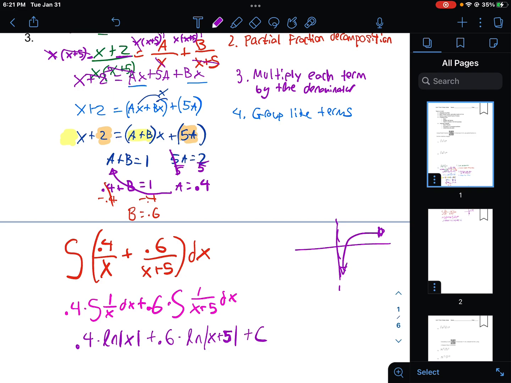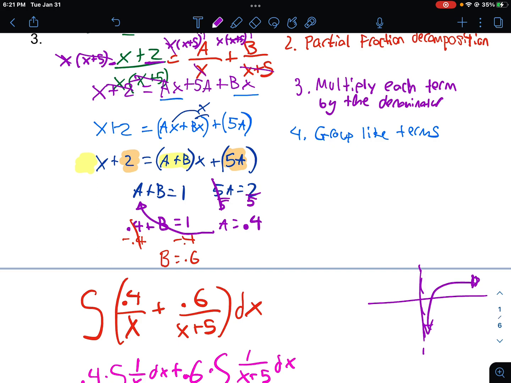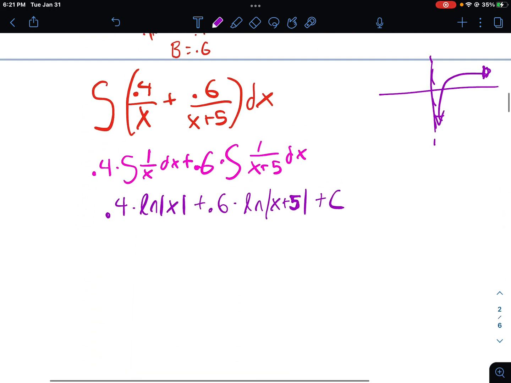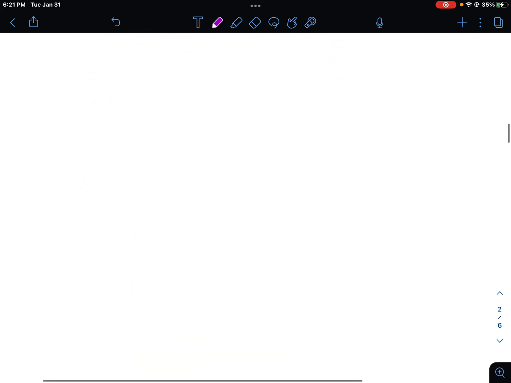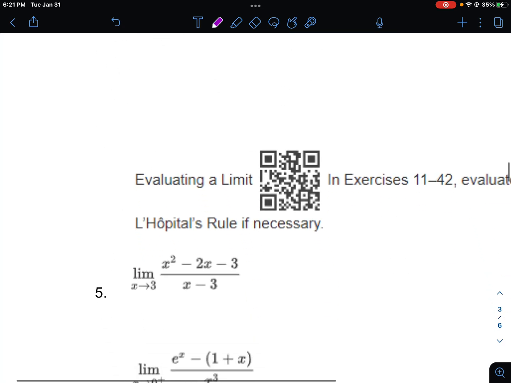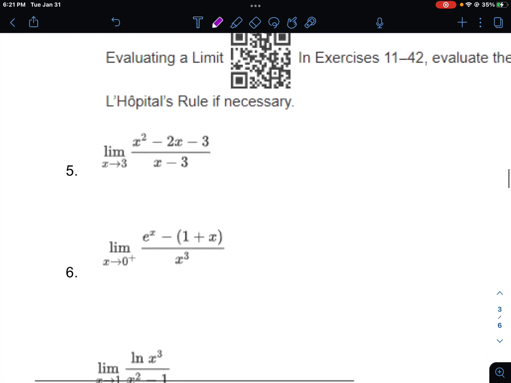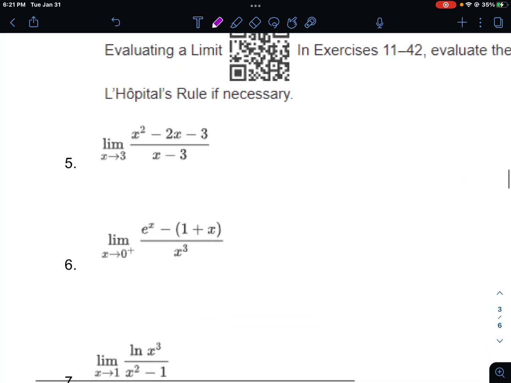That's it. As for the next thing, I wanted to go over a couple of L'Hopital problems with you guys. This is where we take the limit, and this limit is going to give us an indeterminate form. So let's take a look at number 6 here. We're taking the limit as we approach 0 from the right. So we're going to just directly substitute, see if we can get away with doing that.